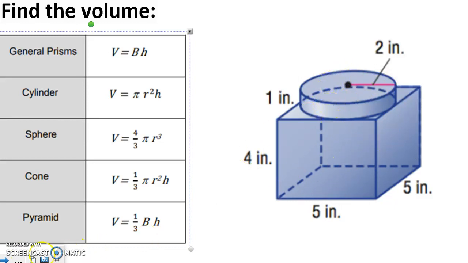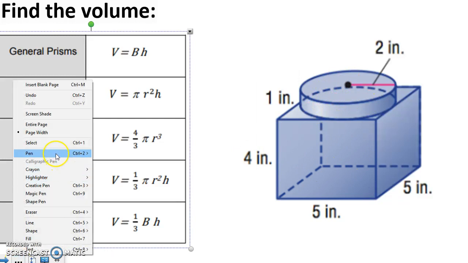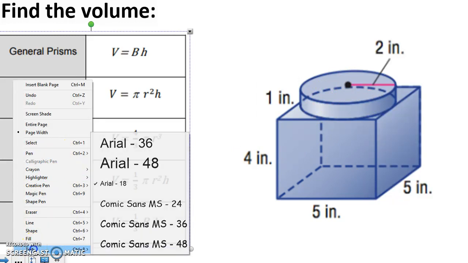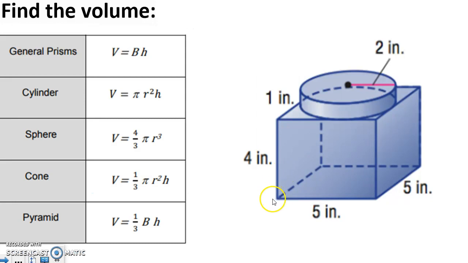So we just have a prism again down here. So we do the area of the base times the height of my shape. The base is just a 5 by 5 square, so I would do 5 times 5, and the height of this is 4. So 5 times 5 times 4 is 100 cubic inches. So that is the volume of the bottom portion.